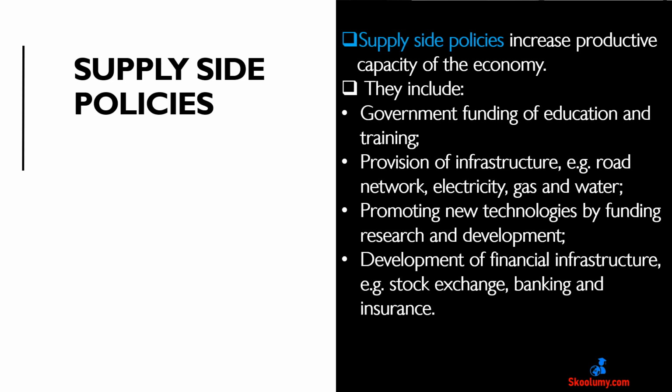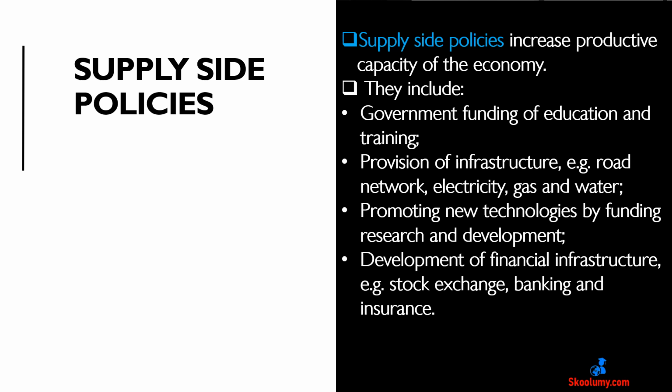Supply-side policies. These are policies that increase an economy's productive capacity. Productive capacity is the maximum output an economy can produce. They include provision of education and training, provision of infrastructure, promoting research and development. Education and training improve skills of the workforce and make them more productive.